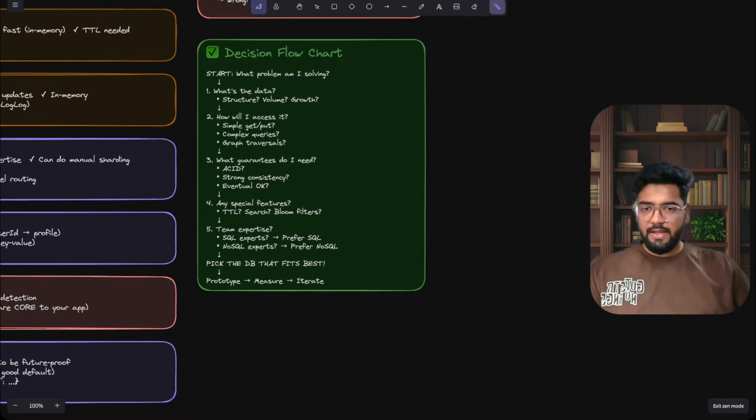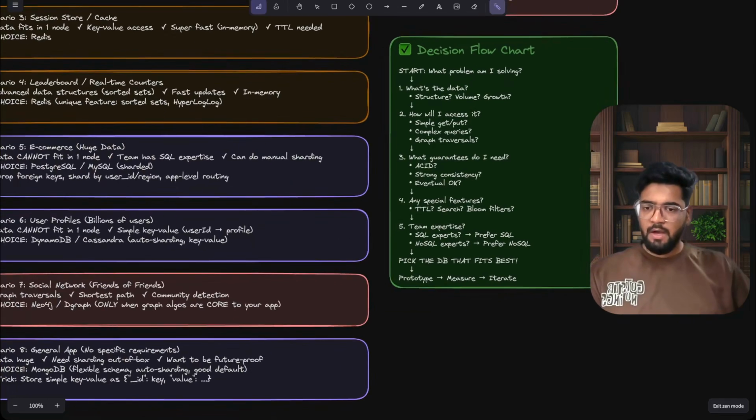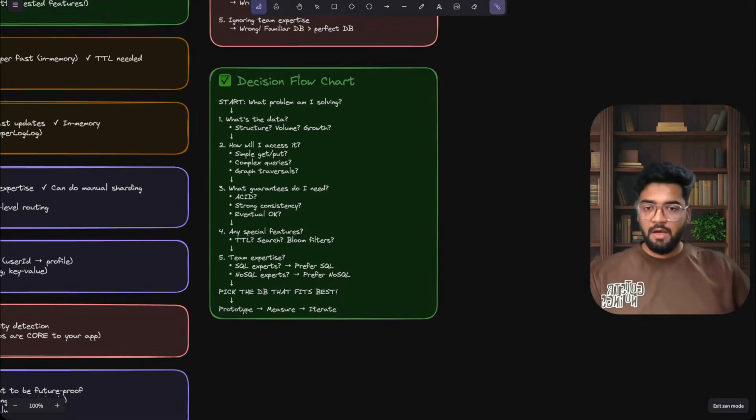Now, taking up all these examples, we had gone through this decision flow chart. What we started with is: what problem am I solving? If we talk about the social network side, we need graphs, nodes, and edges between the friends. So this is the starting point, initially, what you are going to solve. So first is what problem am I solving? Second is what's the data? What's the structure? What's the volume? How is the data going to grow? How much do we have to scale our database?